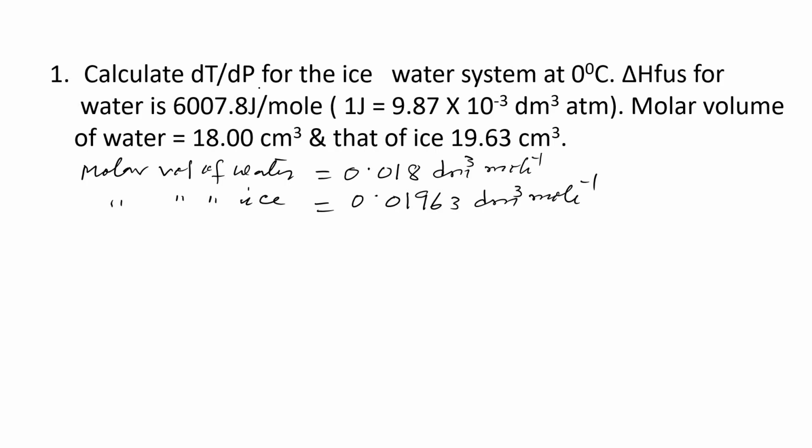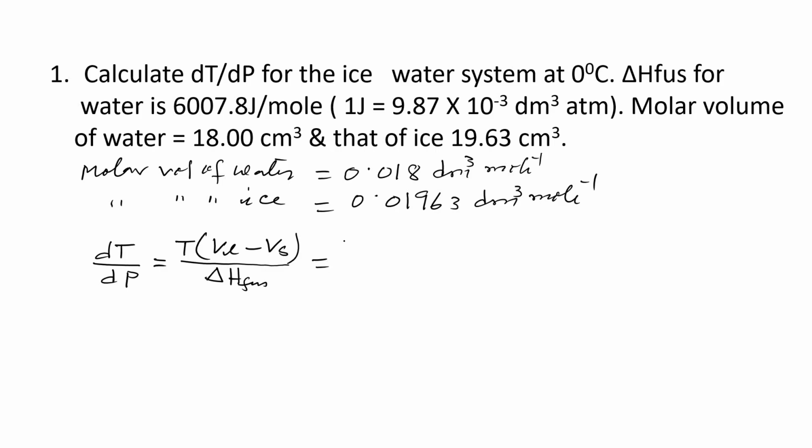Now we'll put this in the equation. Here it is dT by dP. The Clapeyron equation was dP by dT, so we have to write it the reverse way. So it is dT by dP, which will be equal to the temperature times the volume change, that is VL minus Vs, divided by the enthalpy of fusion, that is delta H fusion.